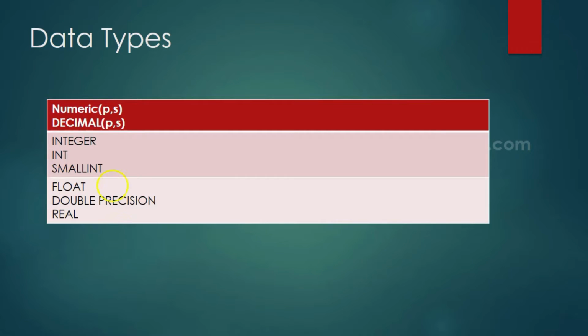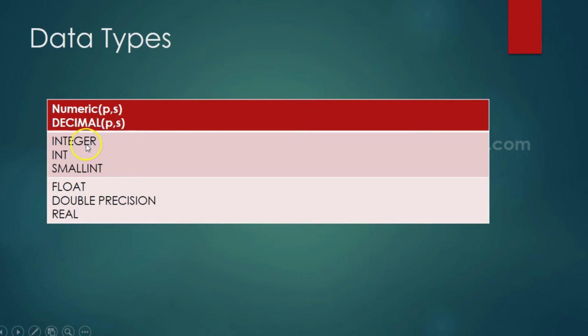Numeric data types: you have numeric, with P for precision and S for scale. P indicates the total number of digits in the number, and S indicates how many digits are there after the decimal point. Scale indicates that. Decimal is also a data type. We have precision and scale.